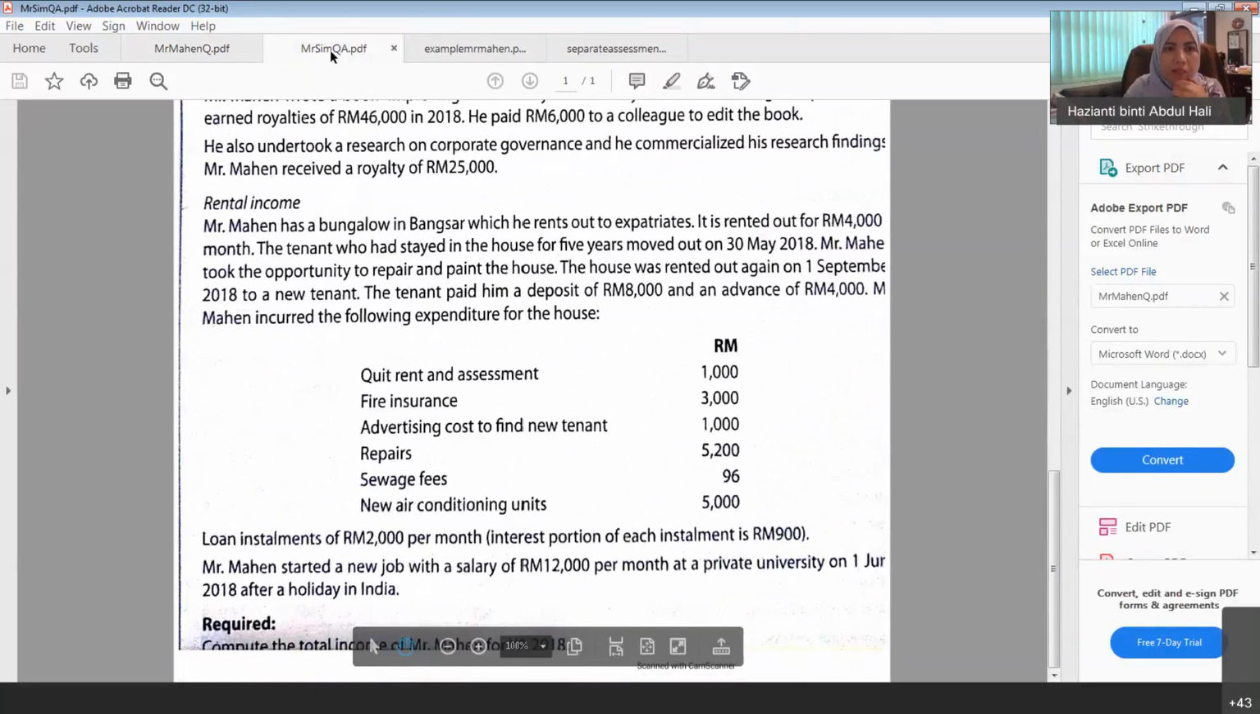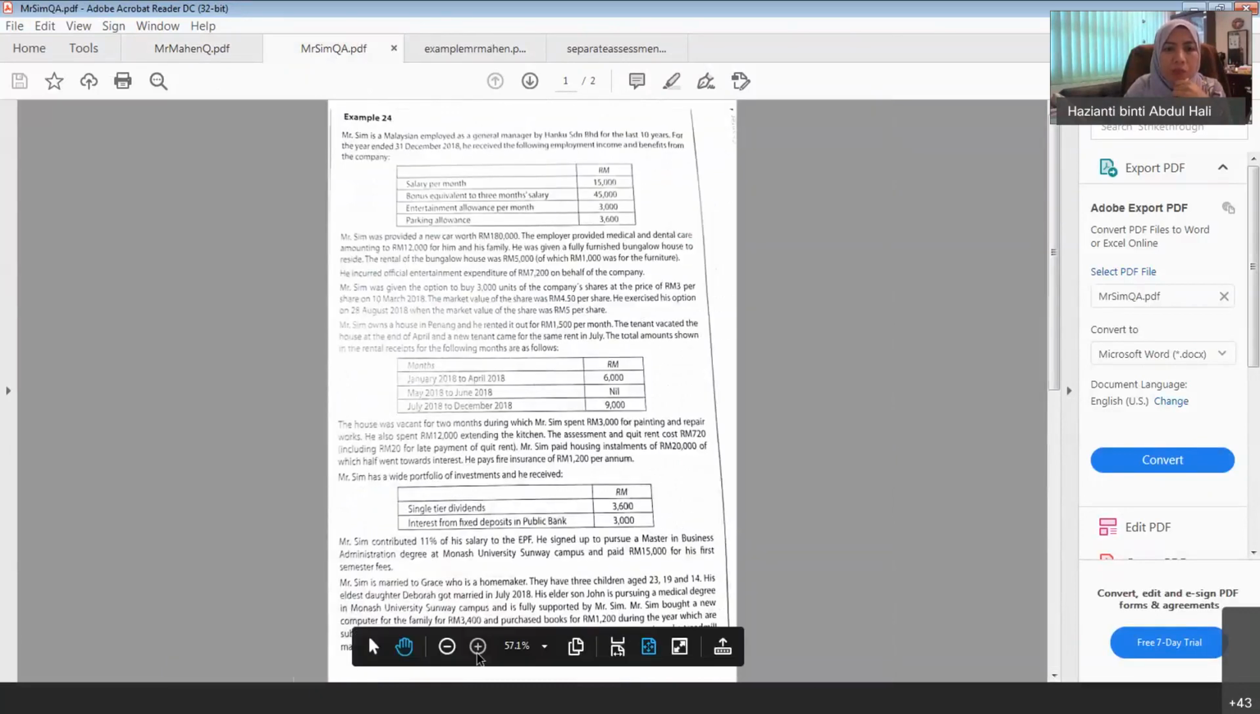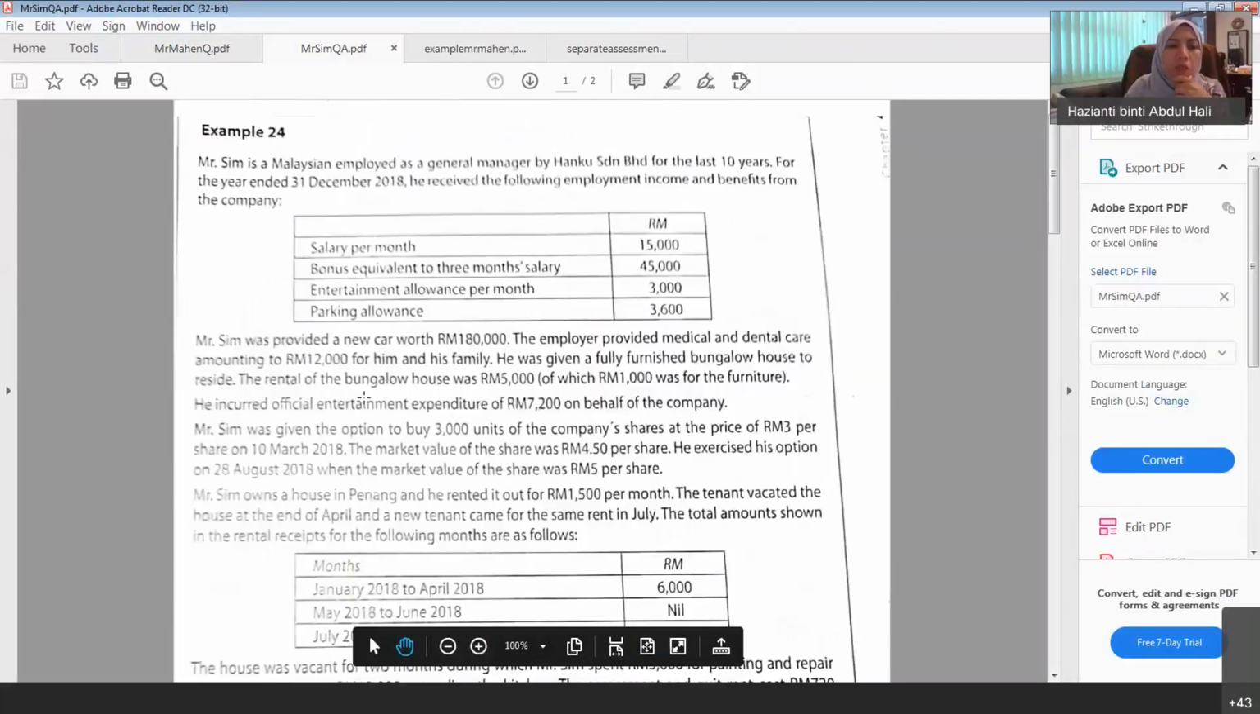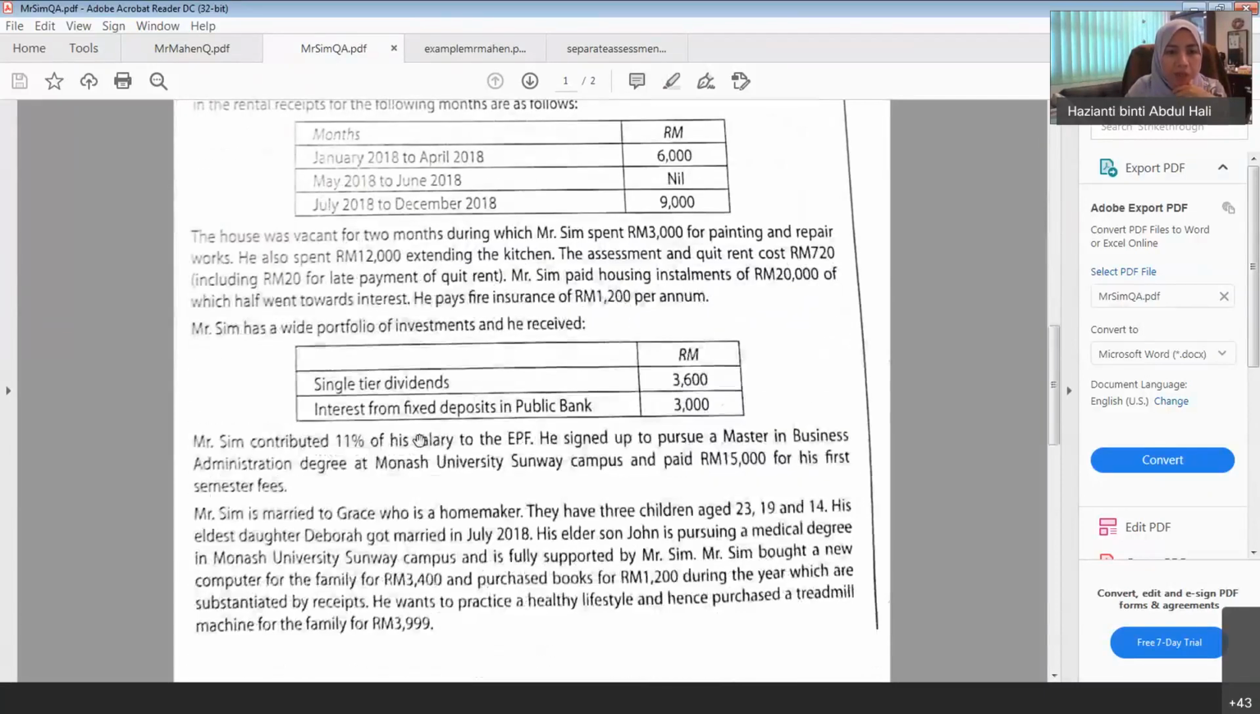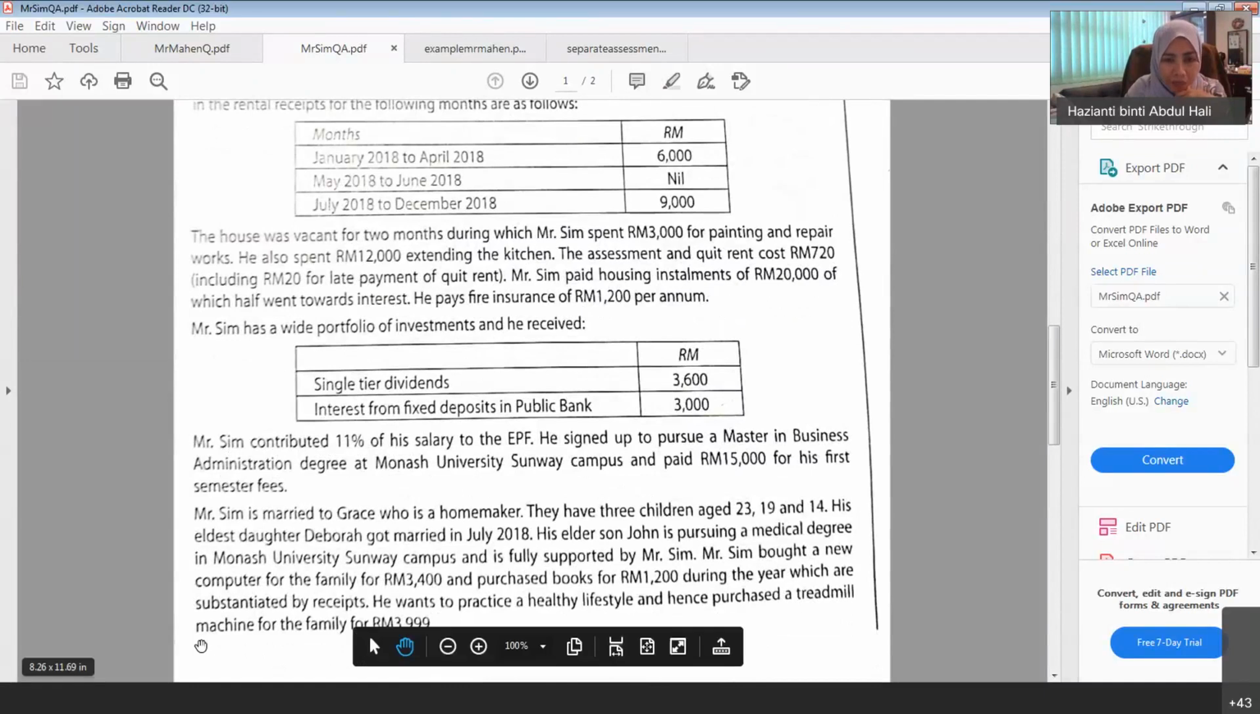Okay, and then Mr. Sim is also in My Guru. Mr. Sim has everything there too, so you can go through the example. I won't go through it in detail because this example has many things. We did this the other day, but we only did Mr. Sim up to here. We didn't do his relief, so you can continue, you can go back to Mr. Sim's question.